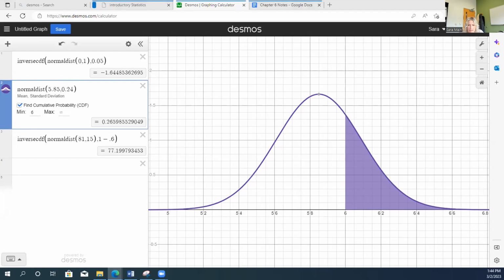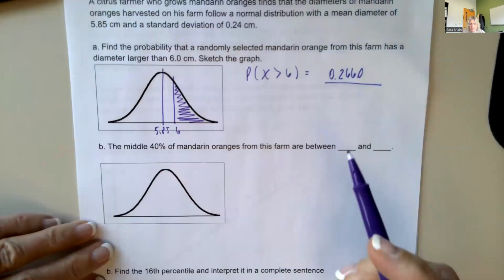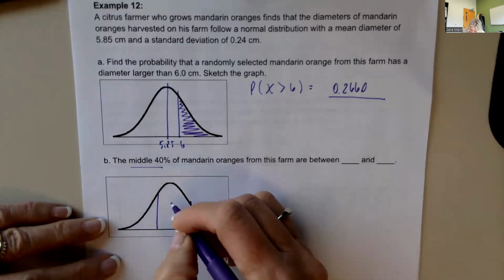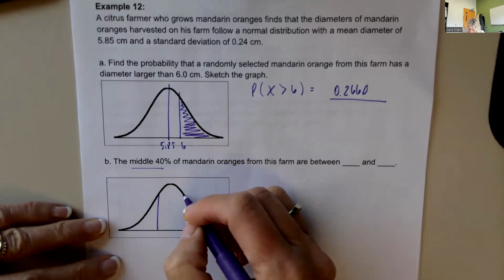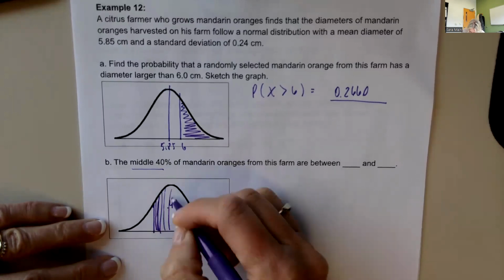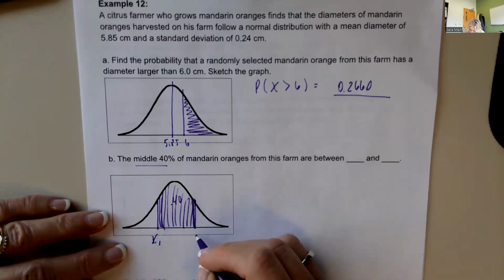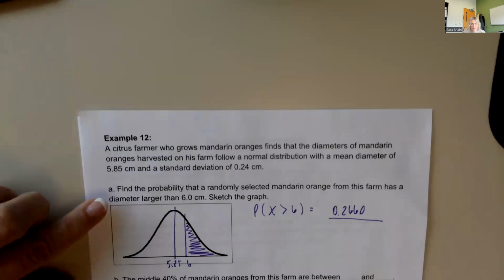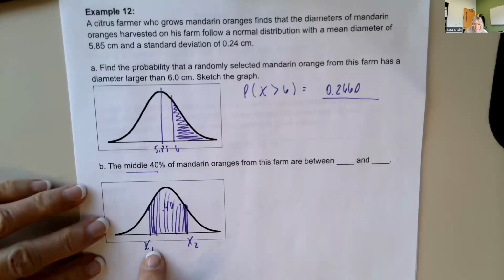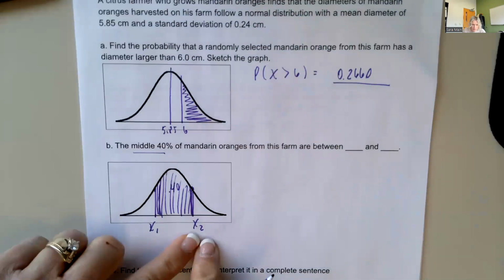The next one says, the middle 40% of mandarin oranges from this farm are between what and what? So the middle 40% means it's symmetric here, so play along with me. 0.4 is in the middle, 40%. So we've got a lower boundary diameter and an upper boundary diameter. And now because this is a specific context, this diameter is going to be smaller than the mean of 5.85, and this one is going to be a larger diameter.